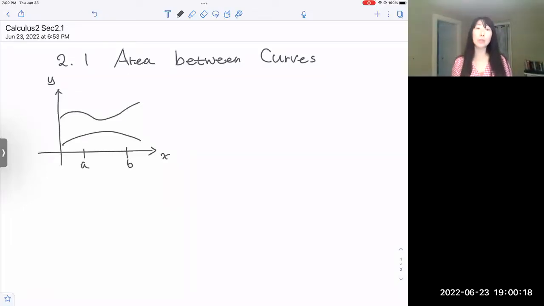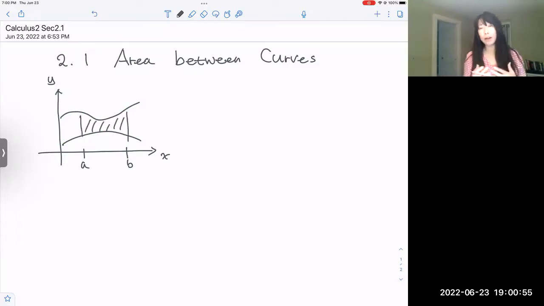So today we're going to do 2.1, area between curves. So we did that before. We had the curve, and then we integrate. Then we want to find the area under the curve, right? But then what if we have two curves? How do you find the area between two curves, right? So we said that this is one curve and this is another curve. So we want to find the area between those. So it's like that, okay?